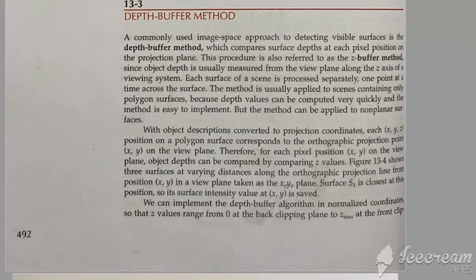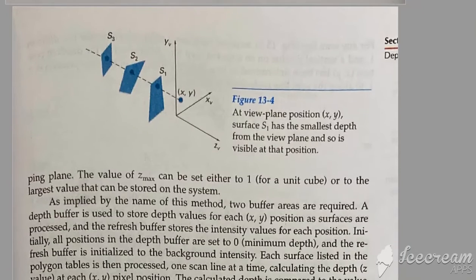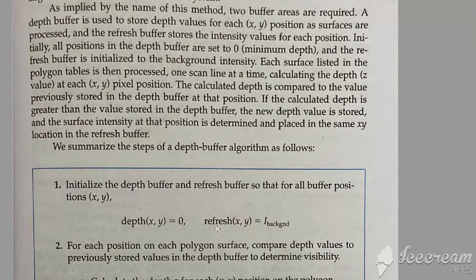The first buffer used is the depth buffer, and it is used to store the depth values, that is the Z values. The second buffer used is the refresh buffer. It is used to store the intensity values at a particular point. And the viewing direction is taken as the Z direction.